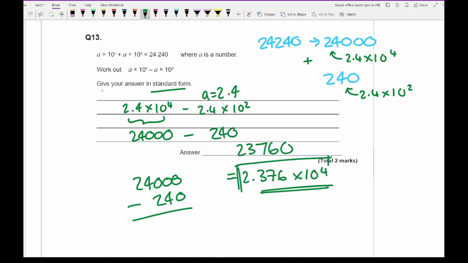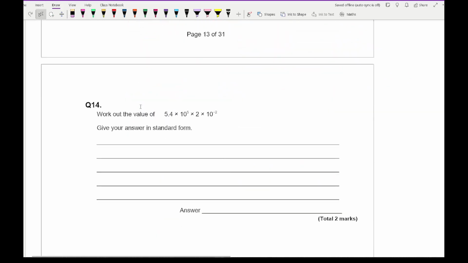And this is what the answer needs to be, not necessarily that. So let me just finish that off. And there we go. And moving on to question 14.